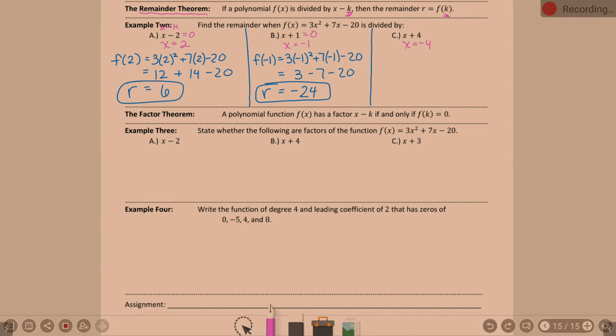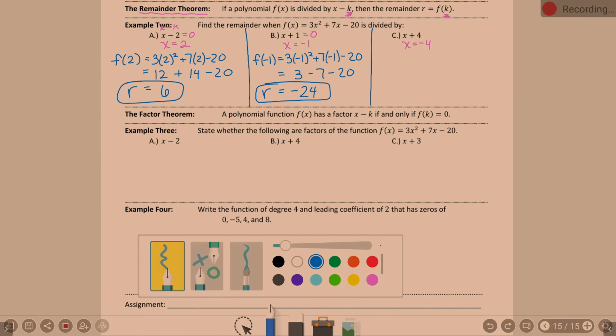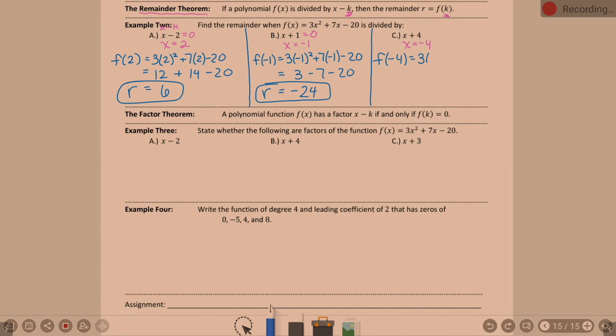Negative 4. So plug it in. F of negative 4 is, let's see, 3 times negative 4 squared plus 7 times negative 4 minus 20. Negative 4 squared is 16. 3 times 16 is 48, I believe. 7 times negative 4 is negative 28. 48 minus 28 minus 20 is 0. So what is that? A remainder of 0.